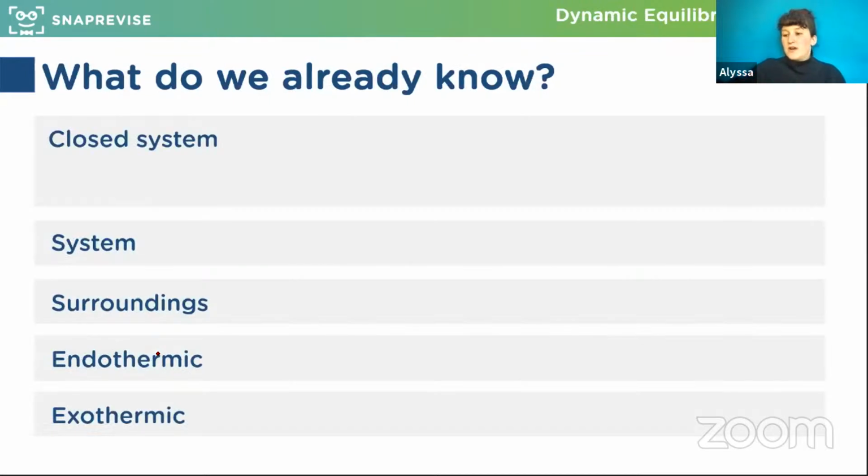Okie dokie, so let's fold this down. What do we already know? So I would love you guys to pop as much in the chat as you can. Like I say, the more you put into this session, the more you're going to get out of it. So can you come up with a definition, or a description of a closed system? What is a closed system?